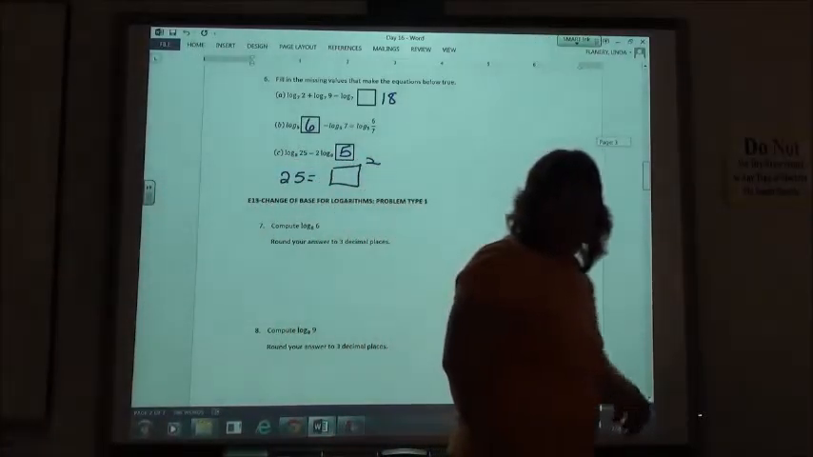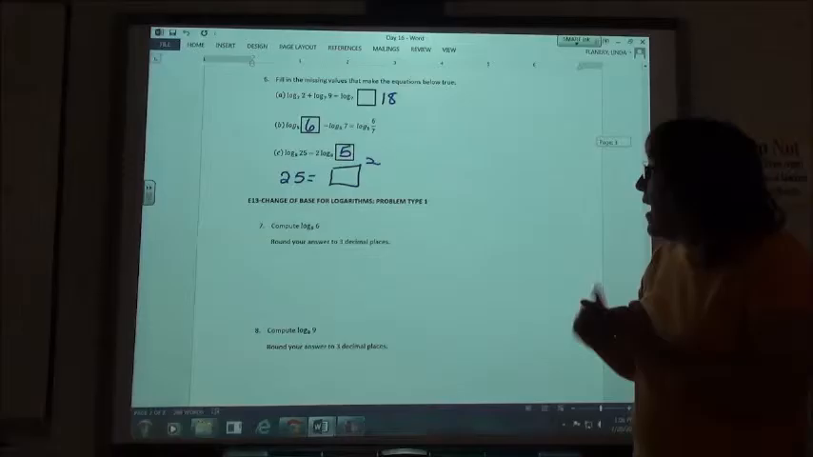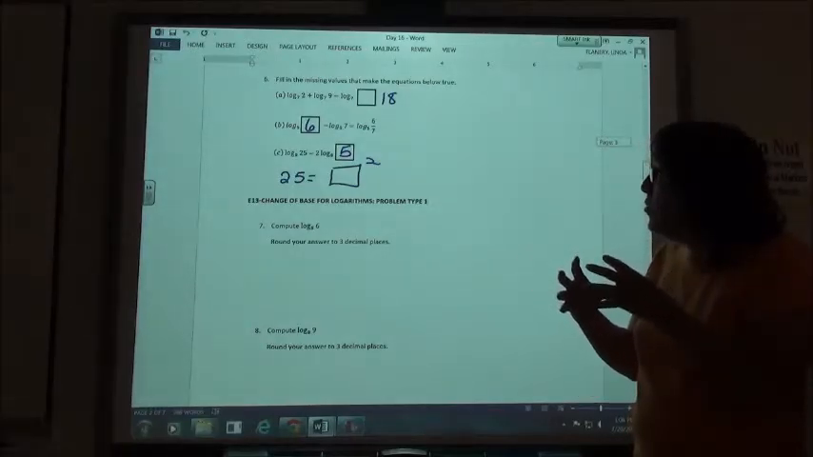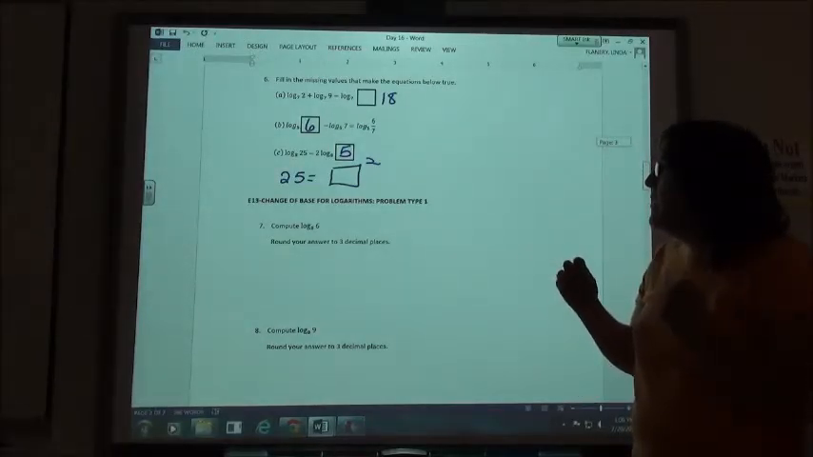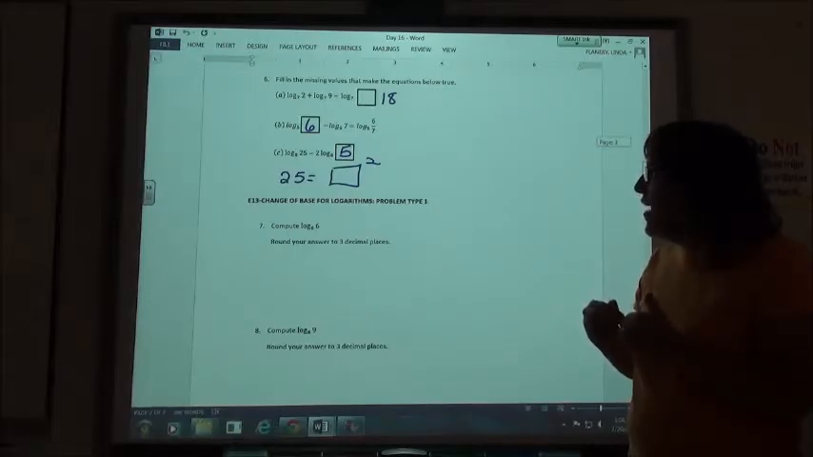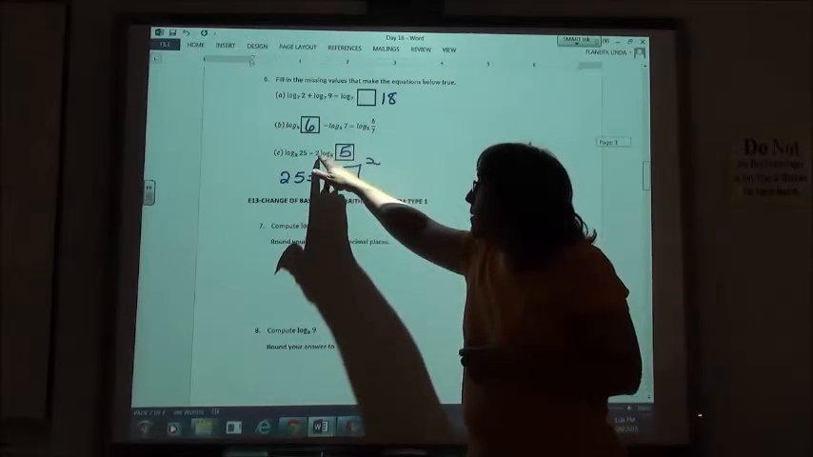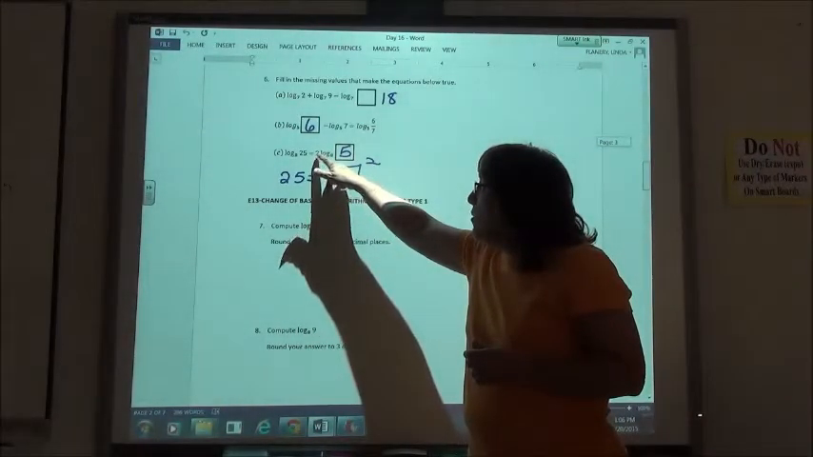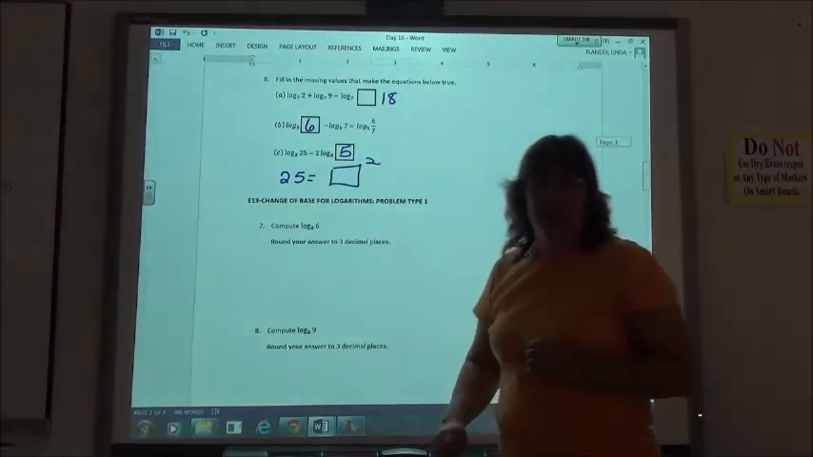So those are your basic rules for logarithms. If we're adding logarithms, we combine it into one expression by multiplying, subtracting logarithms by dividing, and that we can multiply a number times the logarithm, it would then become the exponent of our number.